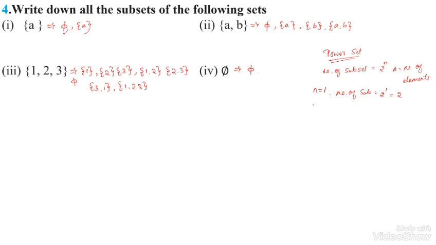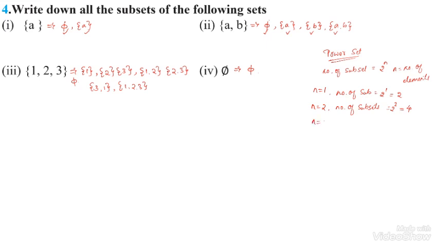If n is equal to 2, meaning the set contains 2 elements, then the number of subsets is 2 to the power 2, which is 4. There are 4 subsets. Here we can count 1, 2, 3, 4. Here also the number of subsets is 4. Clear?